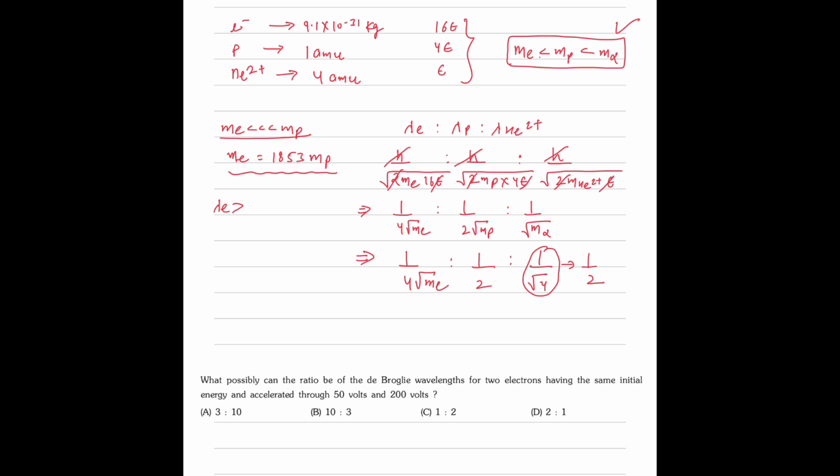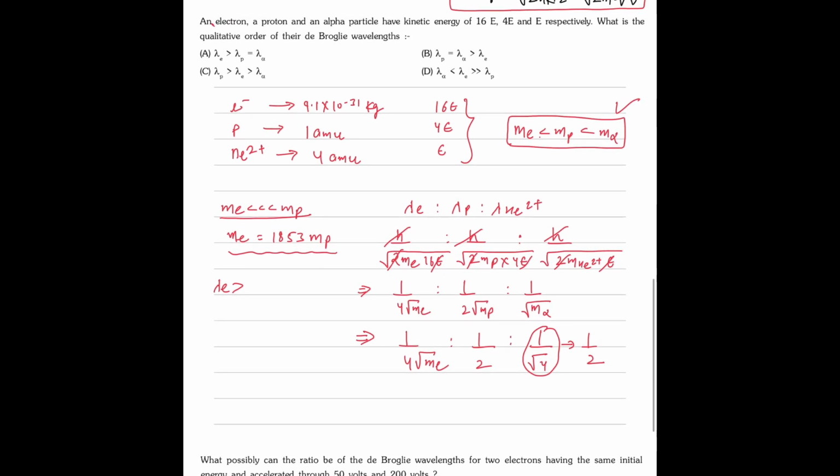So now you can easily see that the ratio of lambda p and lambda He2 plus is the same. The ratio of de Broglie wavelength of alpha particle and proton is the same. That means alpha particle and proton both have the same wavelengths. So which option is there? Two options are there, either option A or option D. One of these options is correct. But we also know that mass of electron is very less as compared to mass of proton, so definitely lambda of electron is highest. Option A supports this, so option A is correct. This is how we solve this problem.